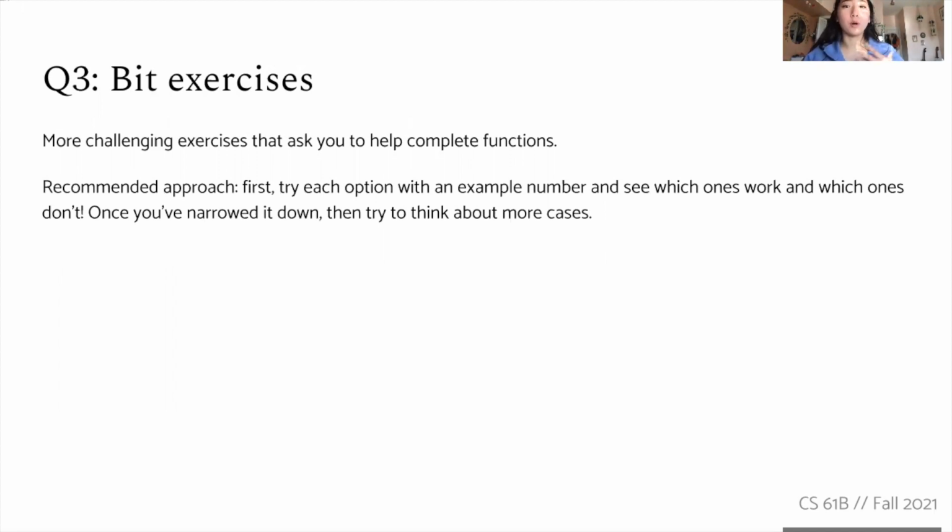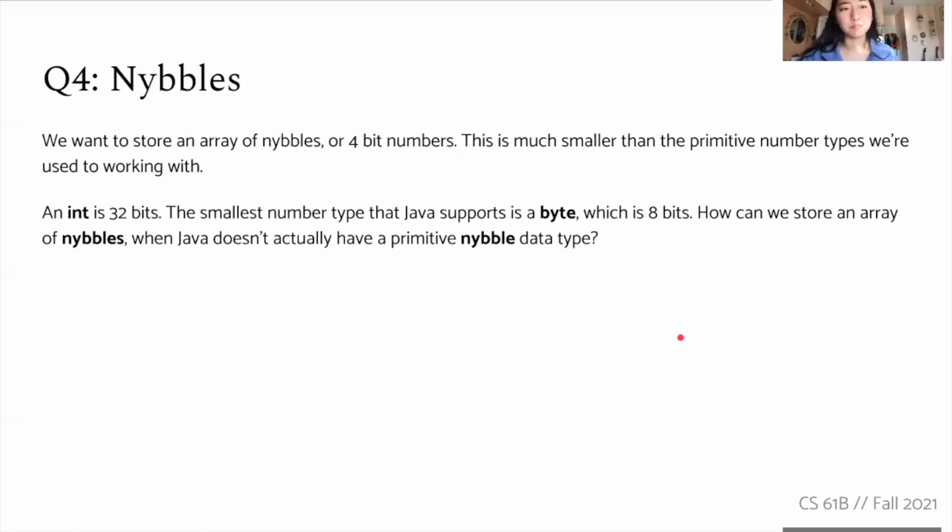For example, with the power of 2 question, I would try it with a number like 16, which is a power of 2, and make sure that it says, oh yes, this is true. Then try it with a number like 9, which is not a power of 2, and make sure that one is false. So try each option that we give you, because it's multiple choice, with an example, and then narrow it down to the ones that work. Once you've narrowed it down to maybe 2 answers that both could be reasonable, think about more cases and work based off that. But with the exercises, it's really valuable to use examples.